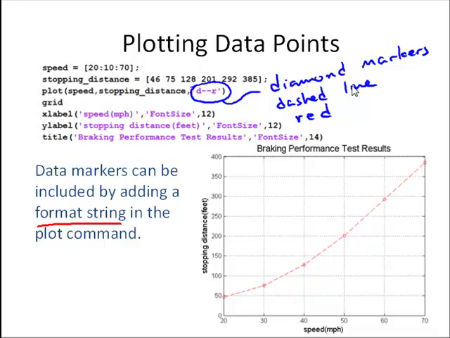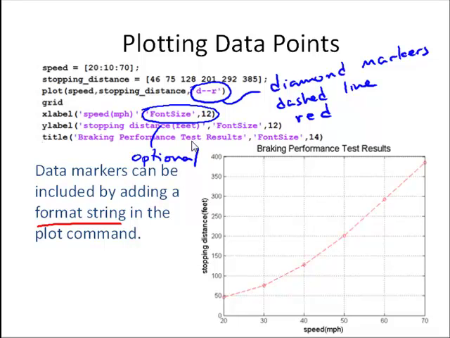I've also shown here a way to control your font size for your axis labels and title. You can just add this option to the xlabel, ylabel, or title commands to increase the font size and have explicit control over that. Normally you can just use the defaults, but sometimes if you're producing graphs to put in a report or something, you want to have explicit control over that font size.